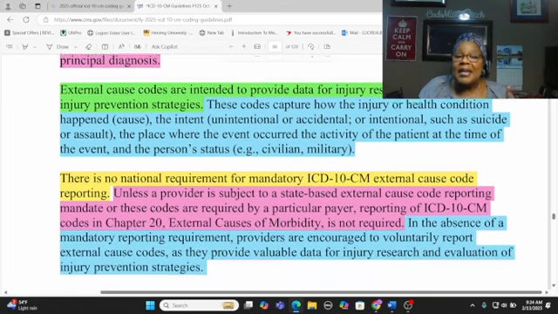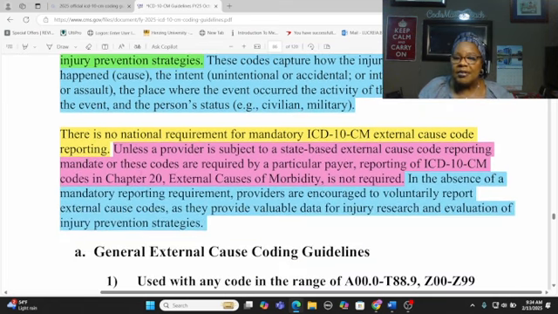There is no national requirement for mandatory ICD-10-CM external cause code reporting. Again, it's not national, it's state. Unless a provider is subject to a state-based external cause code reporting mandate, or these codes are required by a particular payer, reporting of ICD-10-CM codes in Chapter 20, external cause of morbidity, is not required.